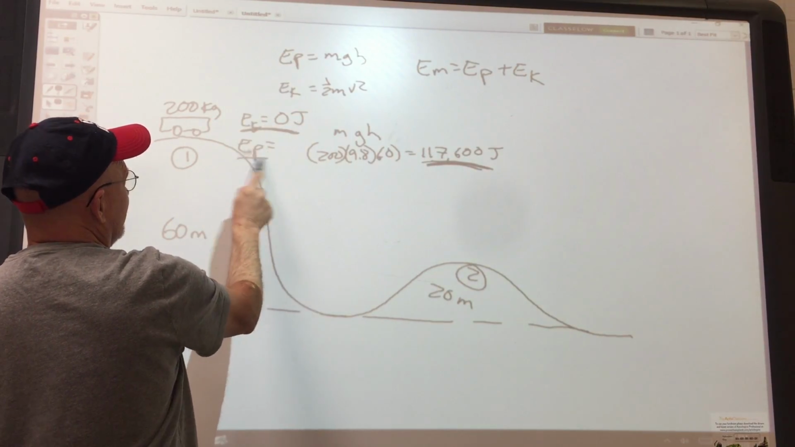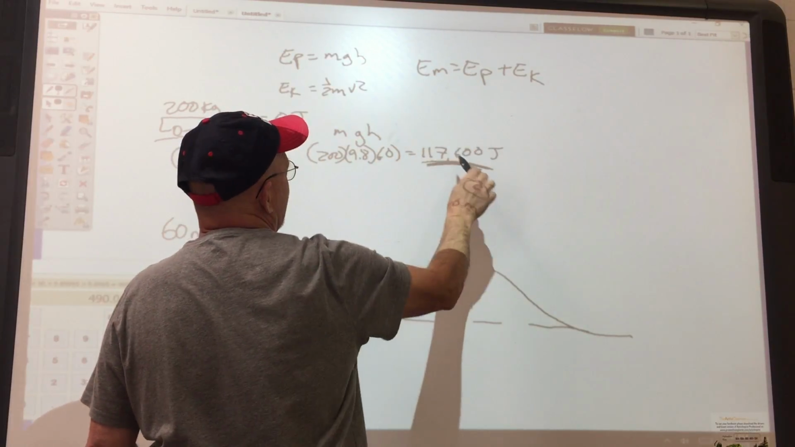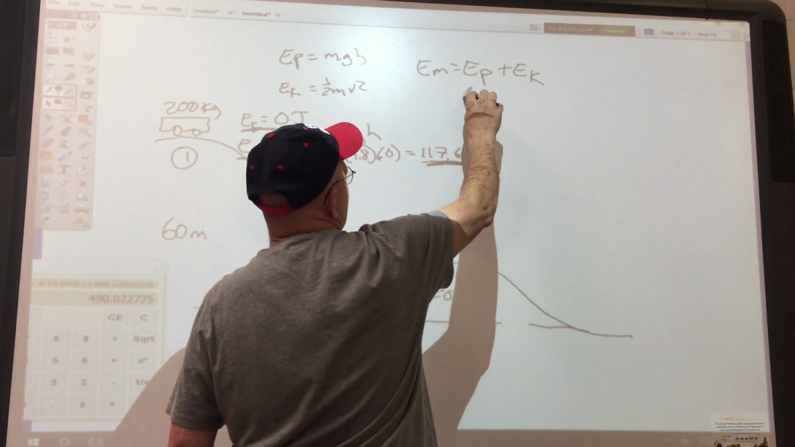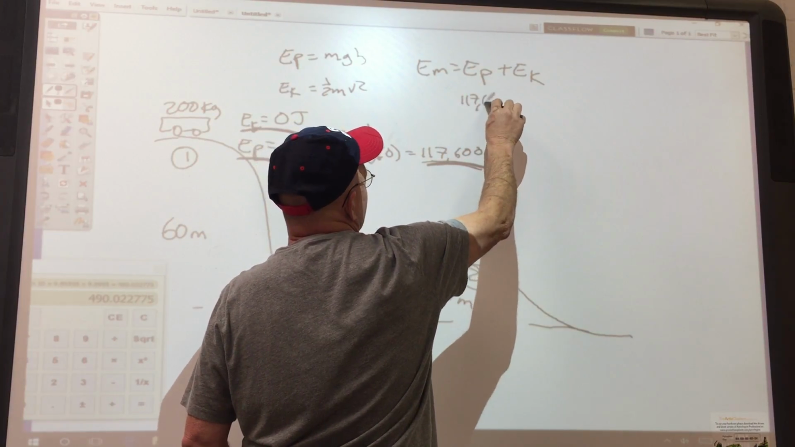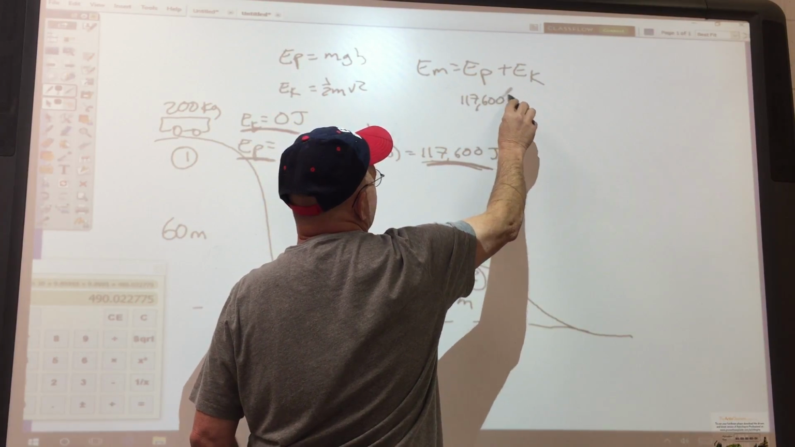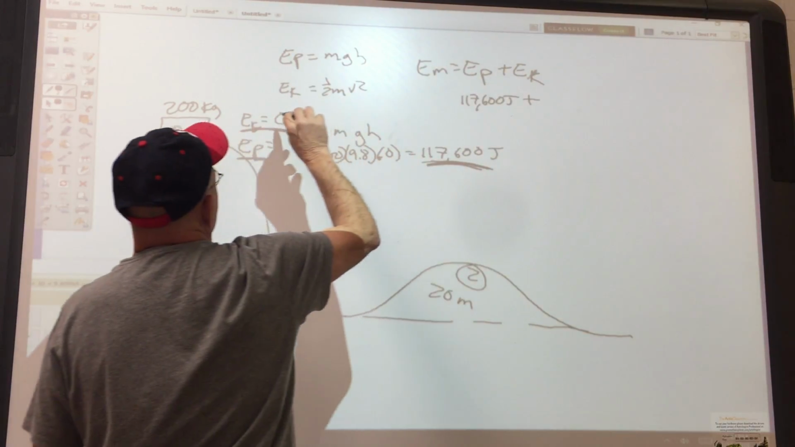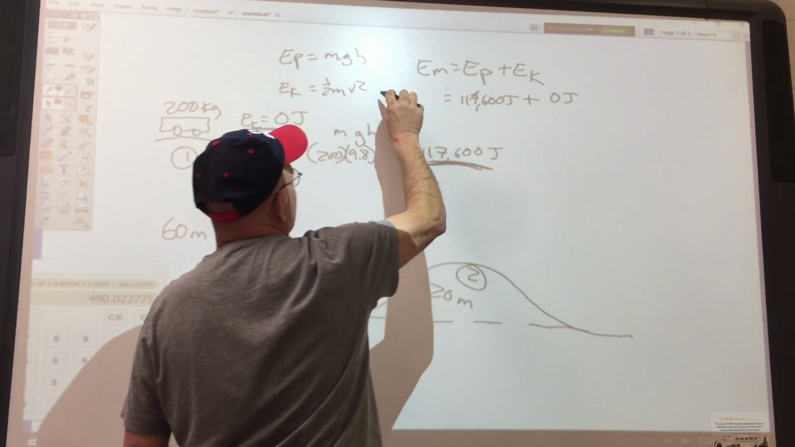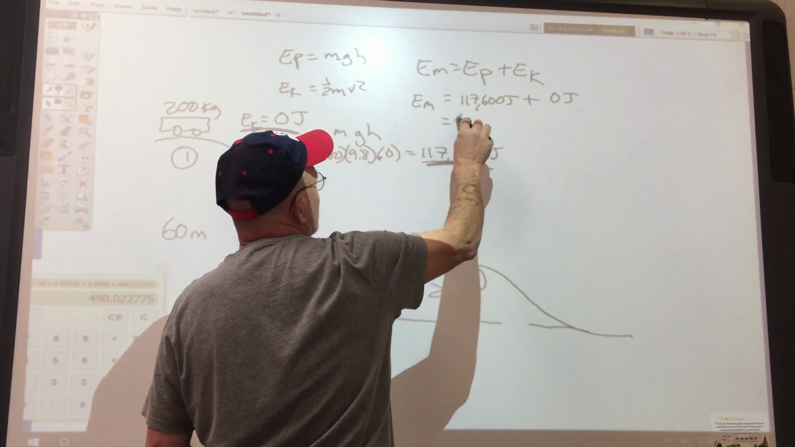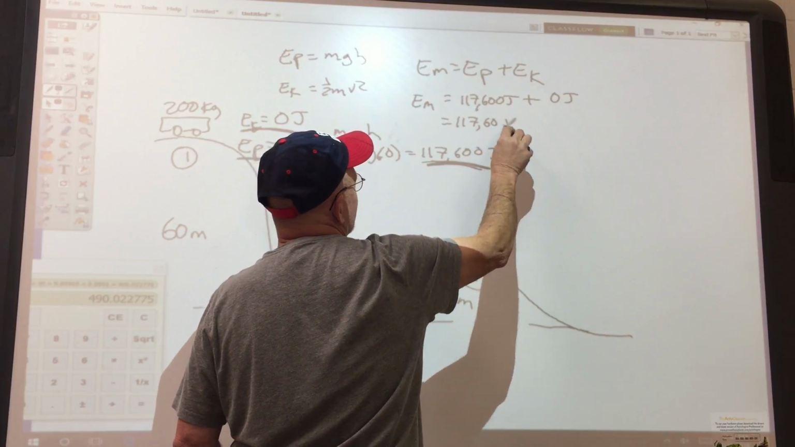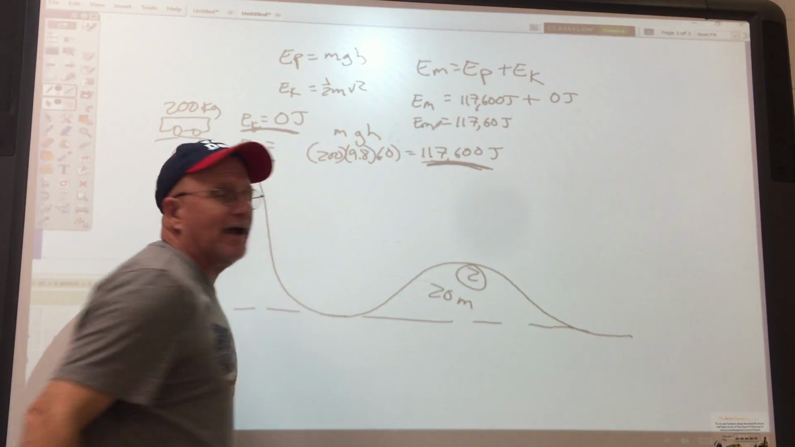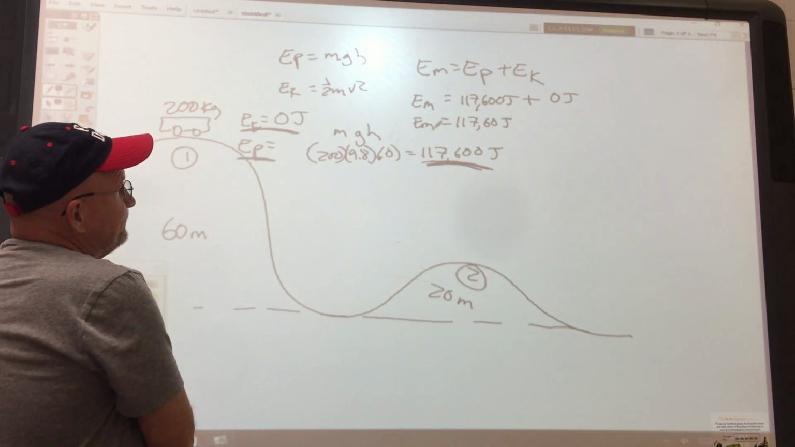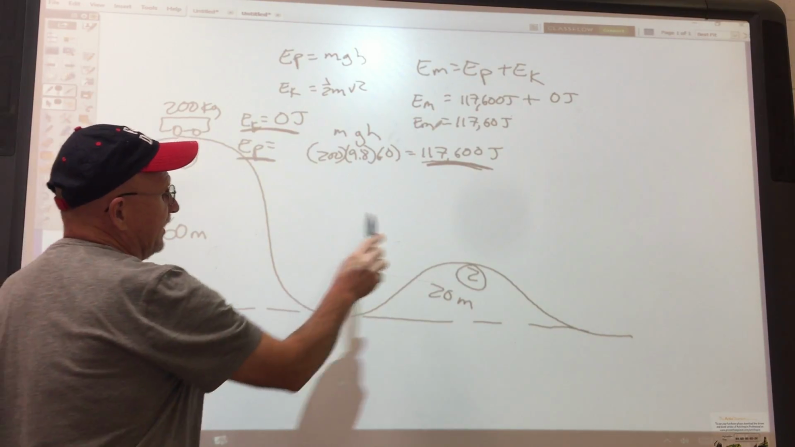I've got 2 of the 3 for this formula. I know that the EP is 117,600 joules. I know the kinetic energy is 0 joules, so therefore I know the EM equals 117,600 joules. So now I know all 3 of those up there. Now, that's pretty cool. Let's go down here to this one.